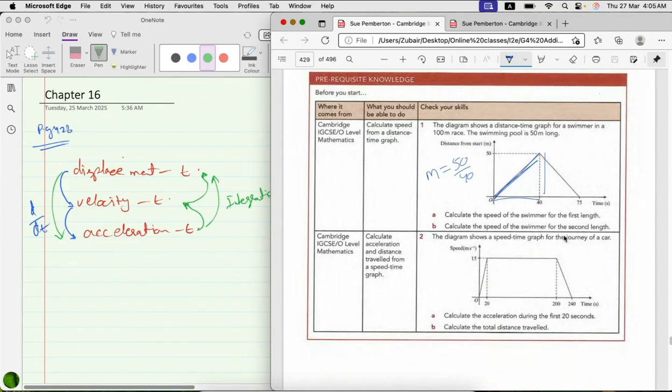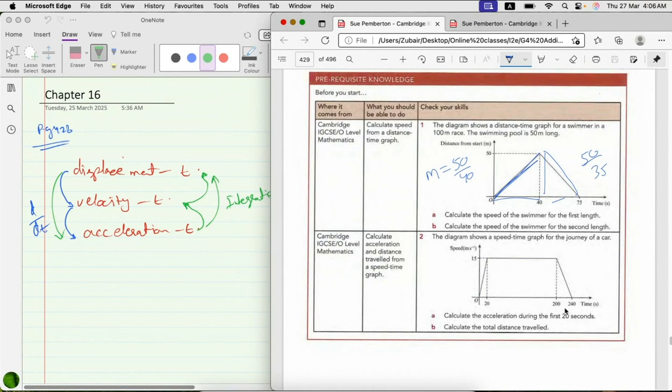Calculate the speed of the swimmer for the second length. Again, distance covered is 50 and time taken is 35. That's again the gradient. In the second example, a speed time graph, it says calculate the acceleration. The differentiation of a speed time graph gives us the acceleration. So acceleration in the first part is 15 over 20. The acceleration in the second part is 0 because the gradient is 0. It is horizontal. Acceleration in the last part is 15 divided by 40.